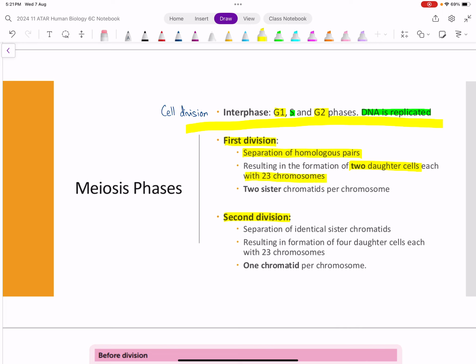Now, per chromosome, we have two sister chromatids. This is different from our second division, where our final product is one chromatid per chromosome. During our second division, we have separation of those original identical sister chromatids, and instead it leaves us with four daughter cells, each with 23 chromosomes.